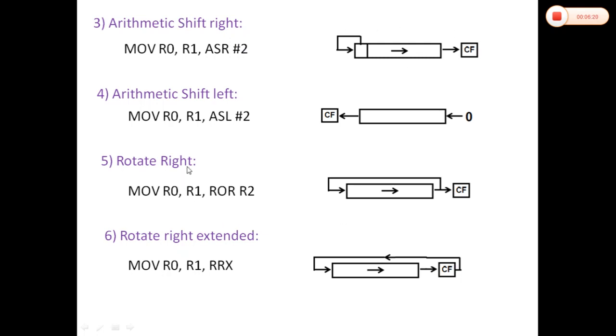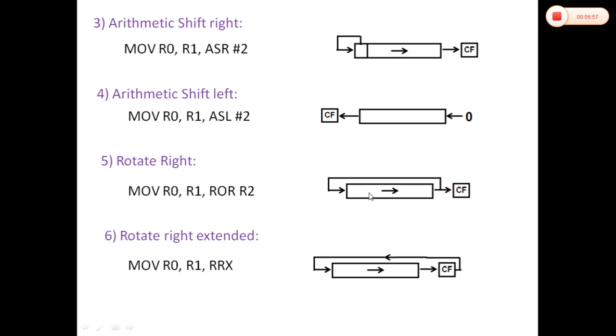Another possible operation is rotate right. For example, consider this instruction: move R0, R1, rotate right R2. Here the number in register R1 will be rotated to the right by the number of bit positions given in R2. R2 will hold the number, and R1 will be shifted to the right by that number of bit positions.